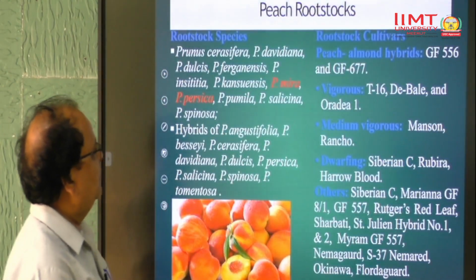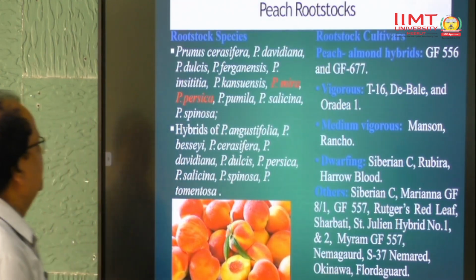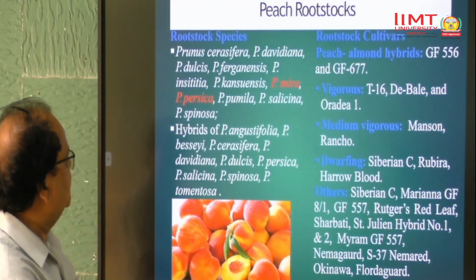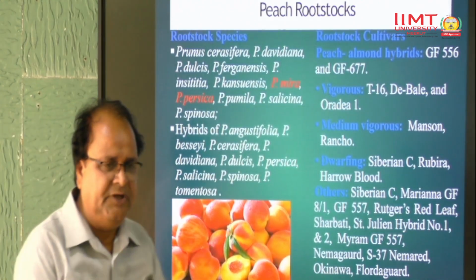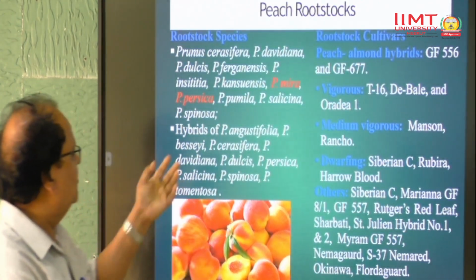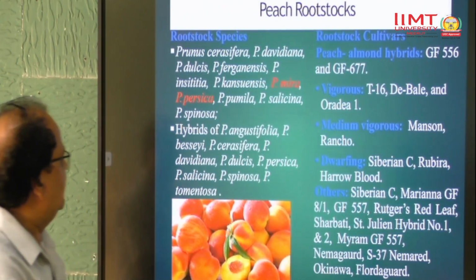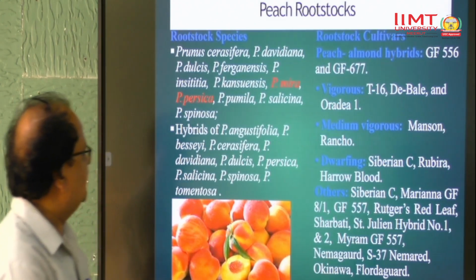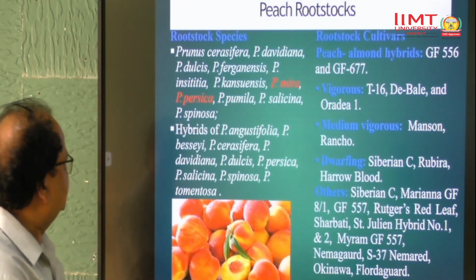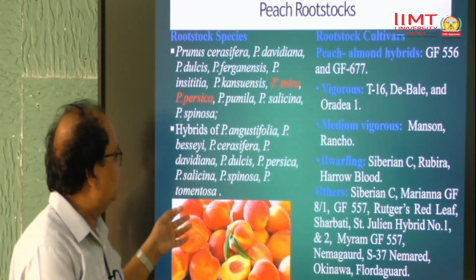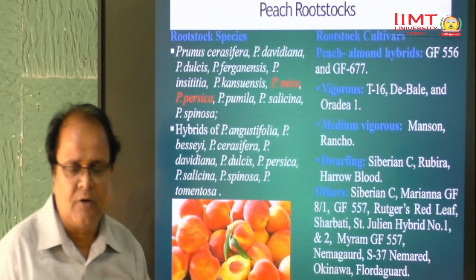So here are some important rootstocks of the peach. The rootstock species are Prunus cerasifera, which is a very important rootstock of the peach. Others are Prunus davidiana, Prunus dulcis, Prunus fragrans, Prunus institia, Prunus cansuensis, Prunus mira, Prunus persica, Prunus pomela, Prunus celestiana, Prunus spinosa, all of which are very important rootstocks of the peach.